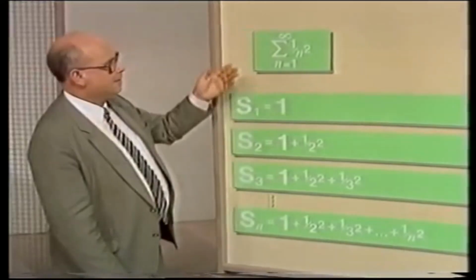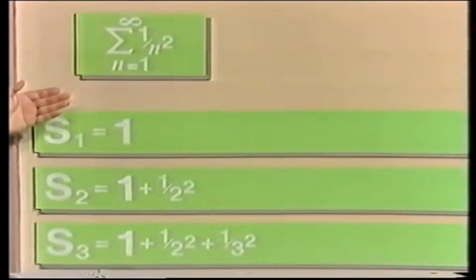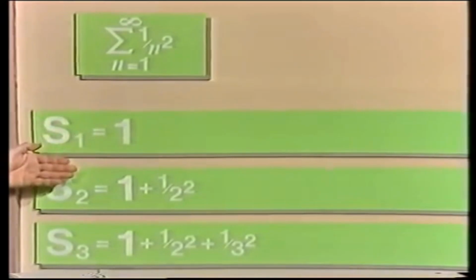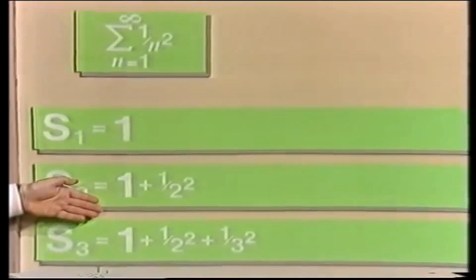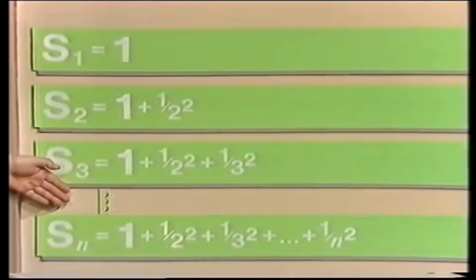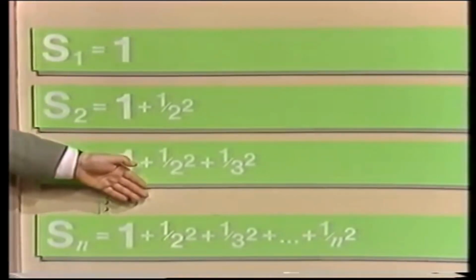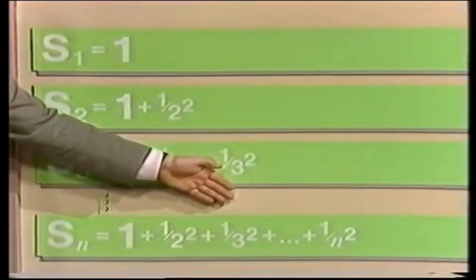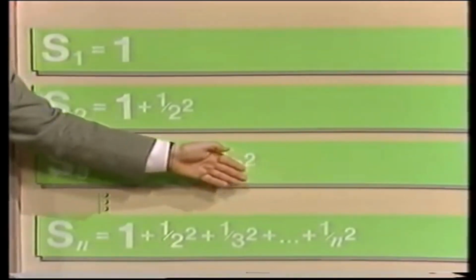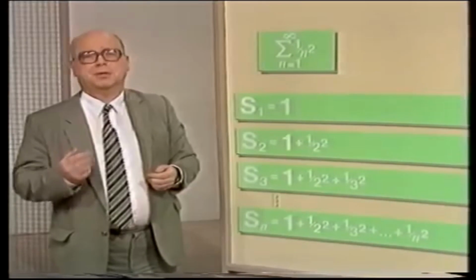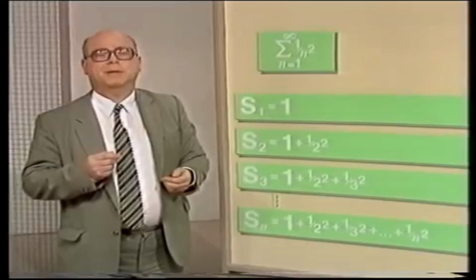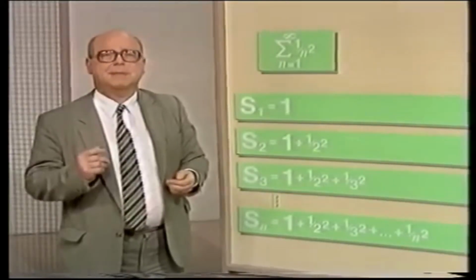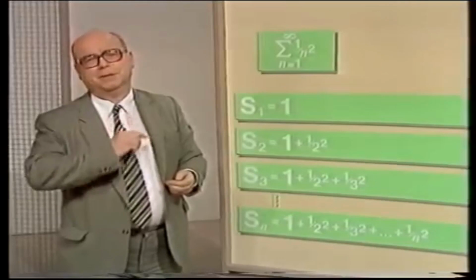For the series sigma 1 over n squared, the first partial sum is 1, the second partial sum is 1 plus 1 over 2 squared, the third is 1 plus 1 over 2 squared plus 1 over 3 squared, and the nth, Sn, is 1 plus 1 over 2 squared plus 1 over 3 squared, and so on up to plus 1 over n squared. Obviously, the partial sums are increasing. So, by the monotone convergence theorem, either they tend to infinity, or they tend to a finite limit, depending on whether they are bounded above or not.